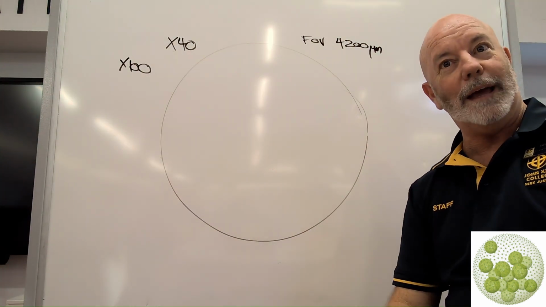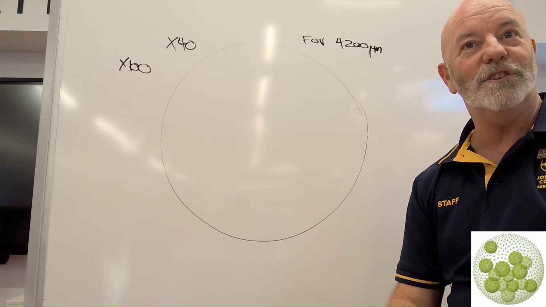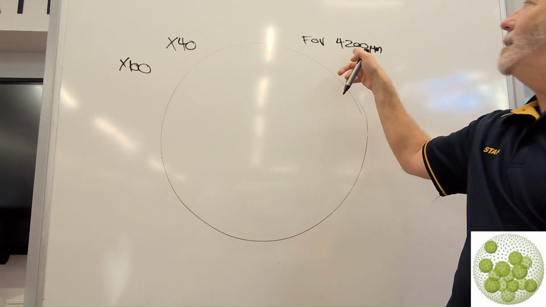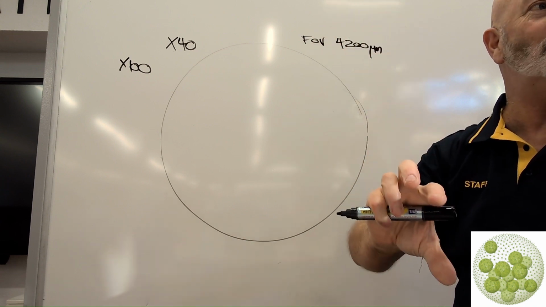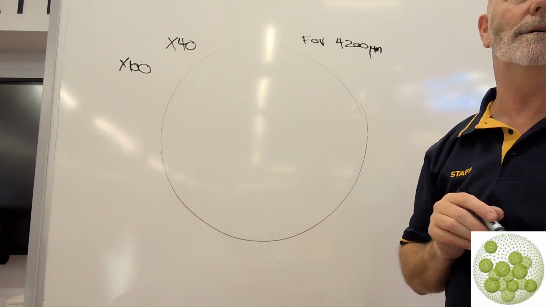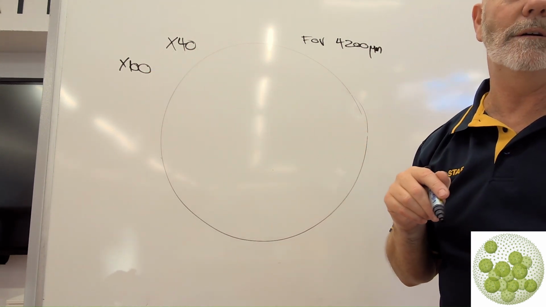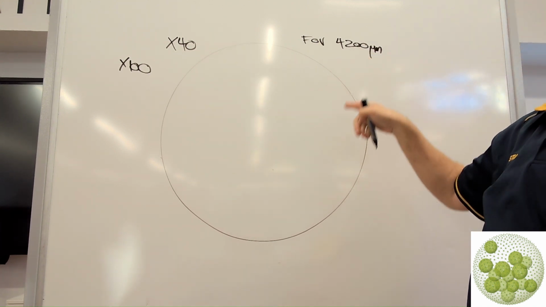Now we're going to do the complicated method for working out a cell size. I've made this a trickier question for you. We know at times 40, the field of view is 4,200 microns. But now I change the objective lens and my total magnification is now times 100. I've gone from times 40 to times 100 total magnification, so it's gone up by 2.5. So the field of view will go down by 2.5.